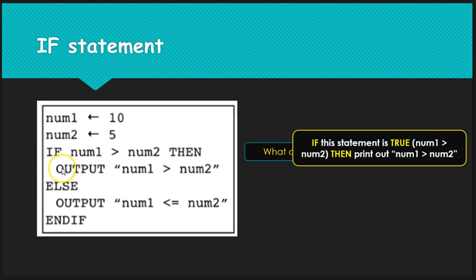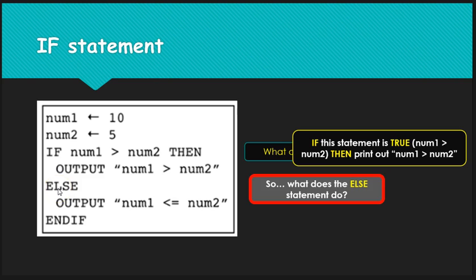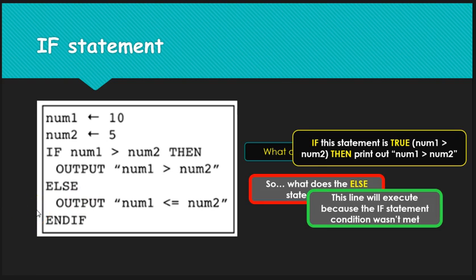So if it's true, it will do everything in here. If it's false, it will jump to the else statement. Let's have a look at what the else statement actually does. Well, the else statement will execute its line of command if the if condition is not met. So if the if condition is not met, then the else statement will process whatever's in there.